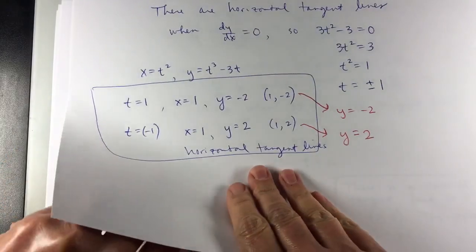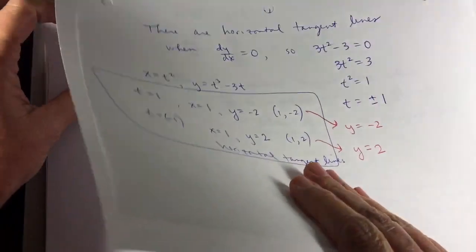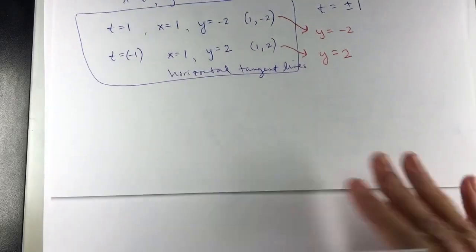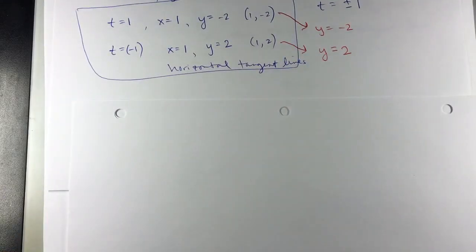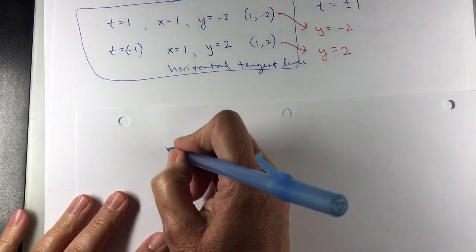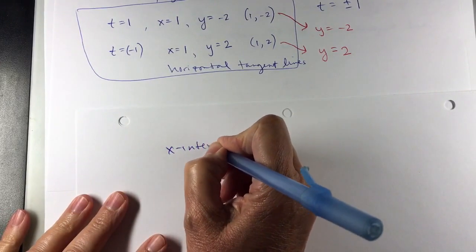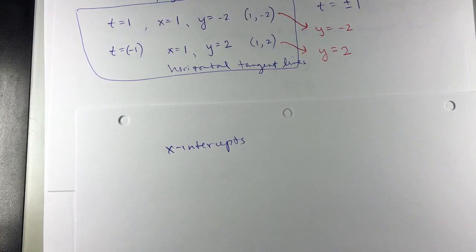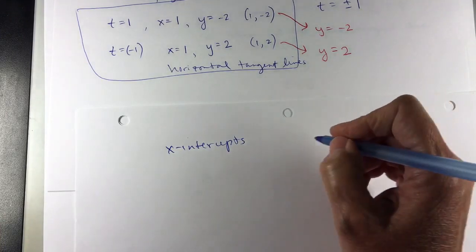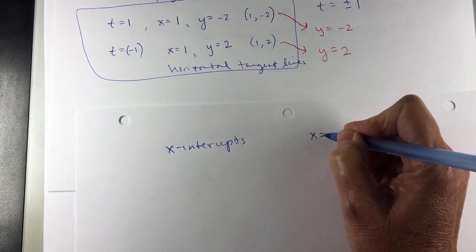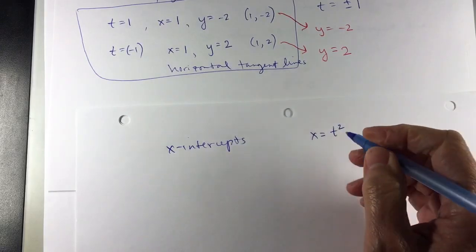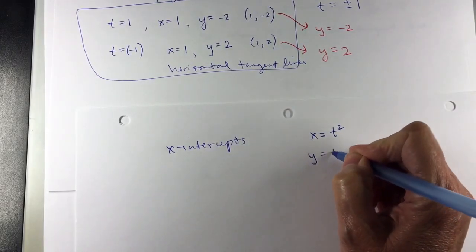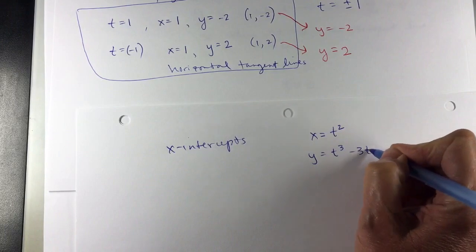So, yesterday, we did find the x-intercepts. To find the x-intercepts, I need to write these equations again. I don't want to forget them like I did yesterday. X equals t squared, y equals t cubed minus 3t.